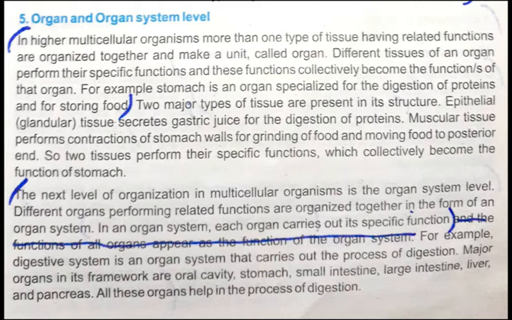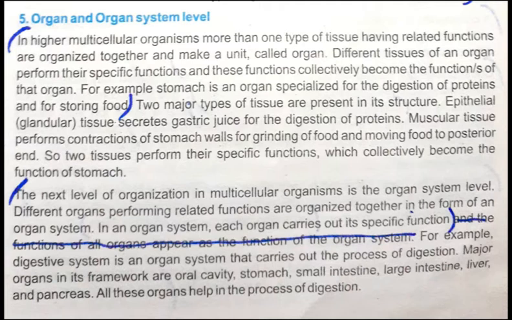Two major types of tissues are present in its structure. Okay students, जो stomach के structure में tissues present हैं वो कौन कौन सी हैं? First one is epithelial tissue and it is also called glandular tissue. Epithelial tissue basically लाइनिंग जो होती है, आउटर लाइनिंग ऑफ एनी ऑर्गन, वहाँ पे आपके epithelial tissues जो हैं वो प्रेजेंट होती हैं. व्हाट इज़ द फंक्शन ऑफ दिस टिश्यू? It secretes gastric juice. Gastric juice is a material that is present in the stomach for the digestion of proteins.